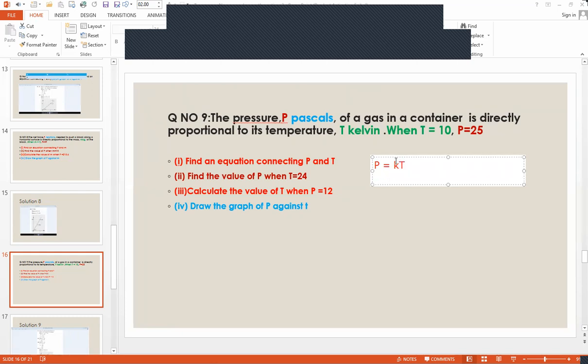Now they also give you the values. What is the value of T given? 10. And what is the value of P given? That is 25. So you have to write 25 is equal to k, and then you write the value of T, that is 10. Is it clear? Now move this 10 toward that side, please.